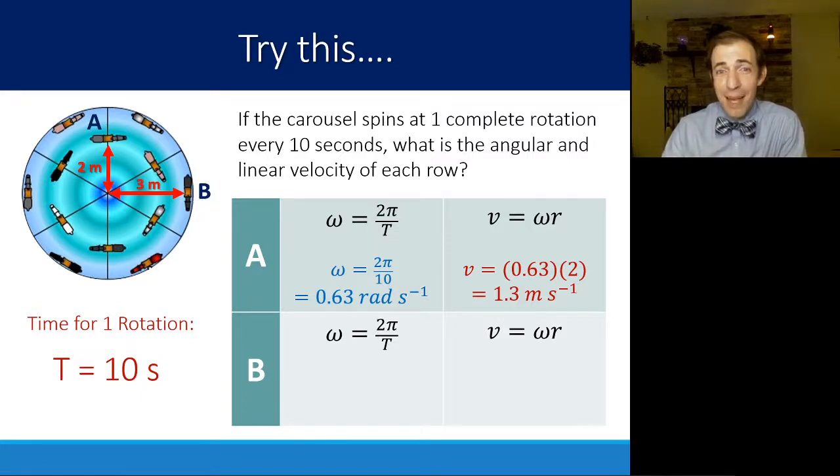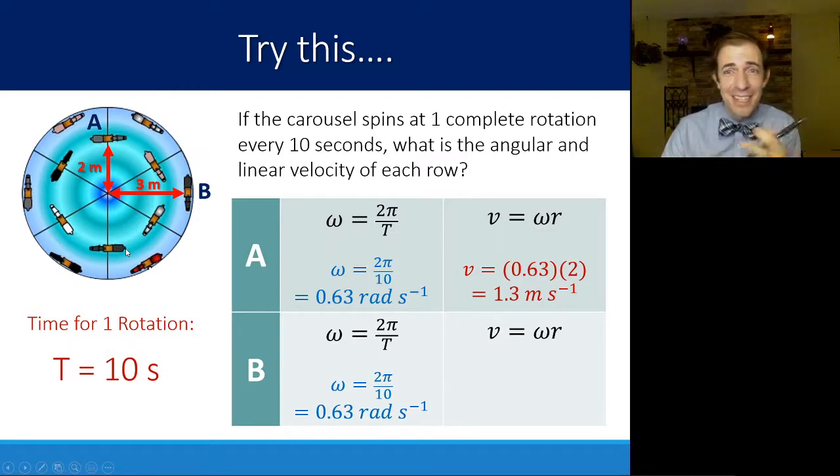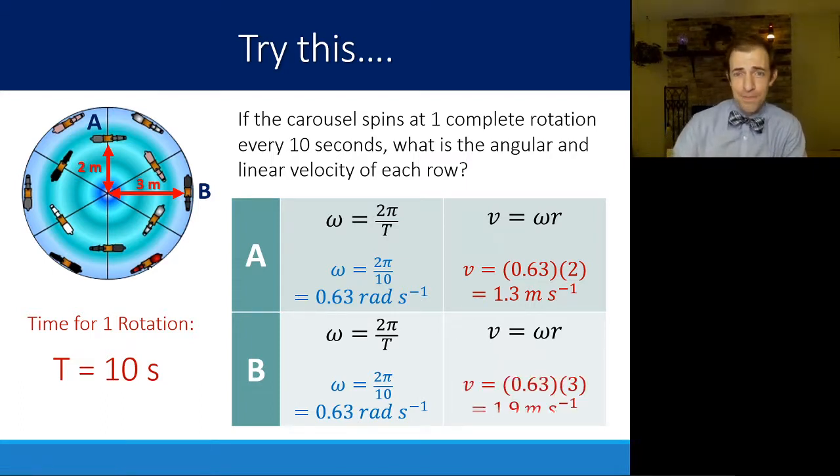You'll notice here that omega doesn't have a radius in it. So omega only depends on how fast it's going around, and they're all trapped in this carousel of doom, so they are not going faster than the inner row as far as how many times it goes around the circle. So that's still 10 seconds for a complete revolution to give you 0.63 radians per second. Now, the linear velocity does actually change, and that's multiplying by 3 instead of 2 to give 1.9 meters per second.